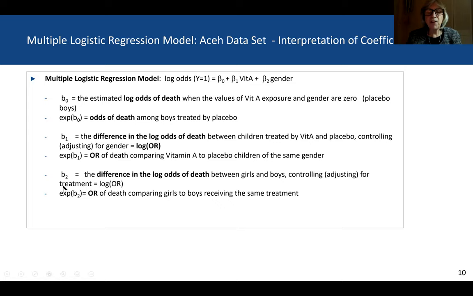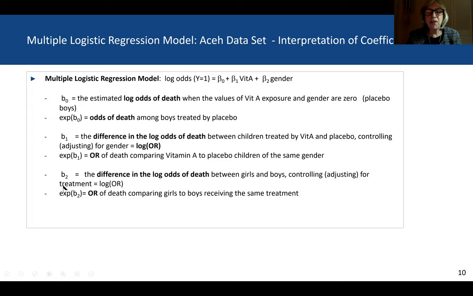That coefficient has a p-value of 0.087, and we would conclude there's no statistically significant difference in the log odds of death between children treated by vitamin A versus placebo after accounting for or adjusting for gender. B2 is the estimated log odds ratio of death comparing girls to boys after adjusting for vitamin A status. And we see that its associated coefficient has a p-value of 0.2, so not statistically significantly different.